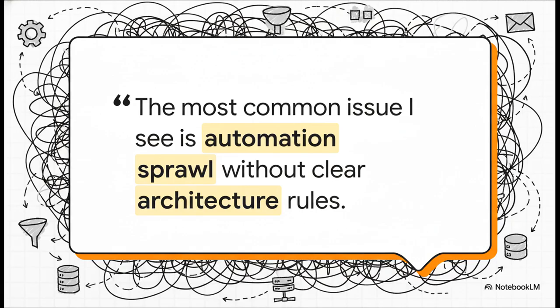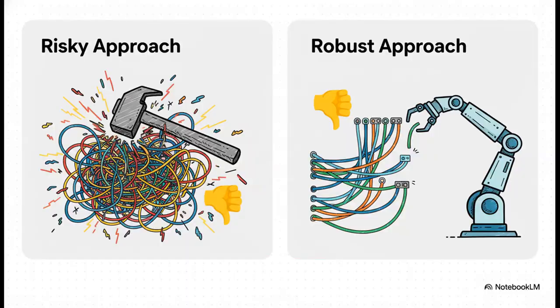Automation sprawl. That's what happens when you just keep adding new workflows and new automations without a central game plan. It becomes this tangled web where it's almost impossible to figure out what's going wrong because you don't know which of the 17 automations is causing the problem. So how is the system trying to control the chaos right now?